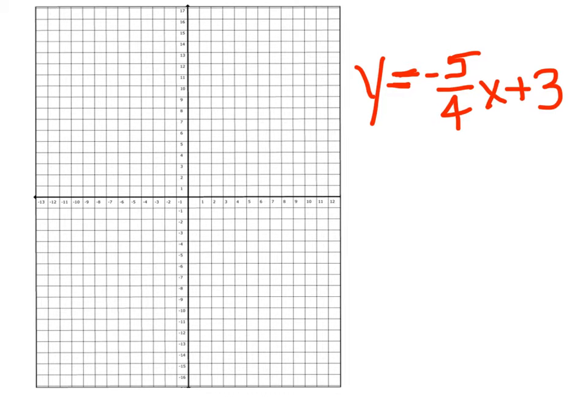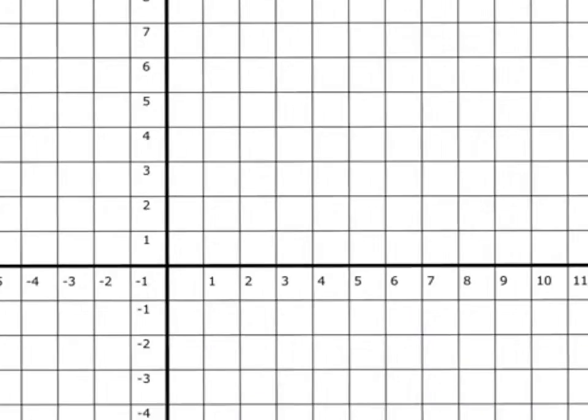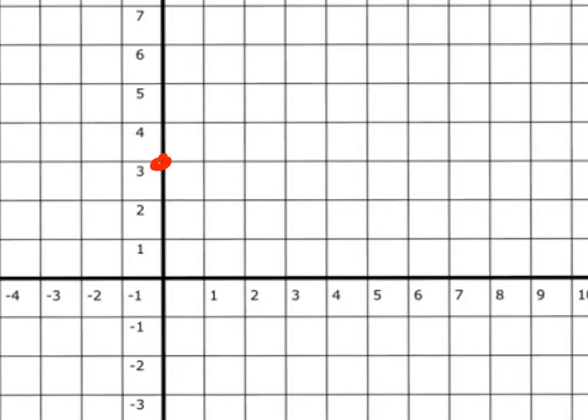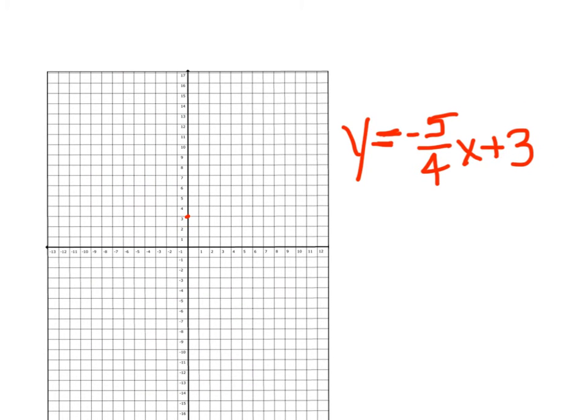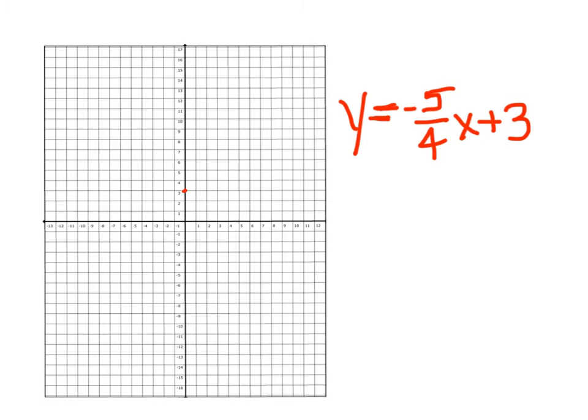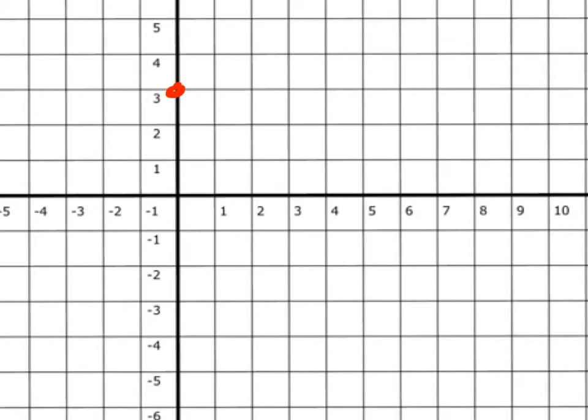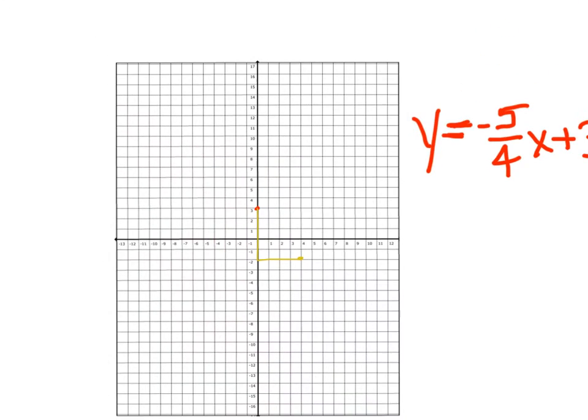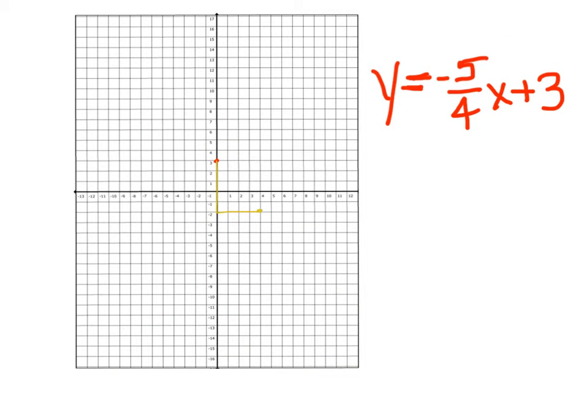I have a 3 for a y-intercept, so I'll go to positive 3, make a dot, and then the slope is negative 5 over 4. So down 5 to the right 4. Make a dot. And then draw the line. And we have arrows at either end. It is straight and it goes all the way through the graph.